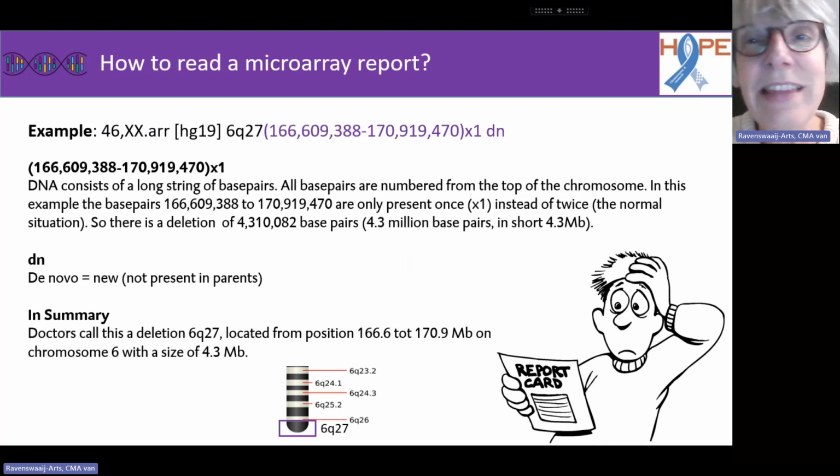Okay, then the last thing in the text string is the letters DN, and that stands for de novo, or new, which means that it is not present in the parents. It will only be in your array report if the array has not only been done in your child, but also in the parents. So in summary, doctors call this a deletion 6q27, located from position 166.6 to 170.9 megabases on chromosome 6, with a size of 4.3 megabases.